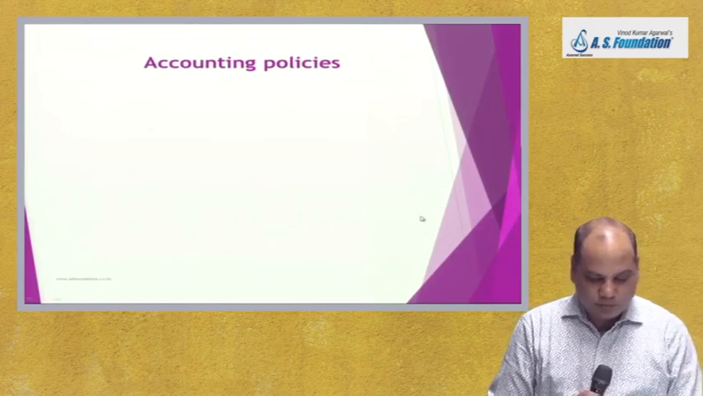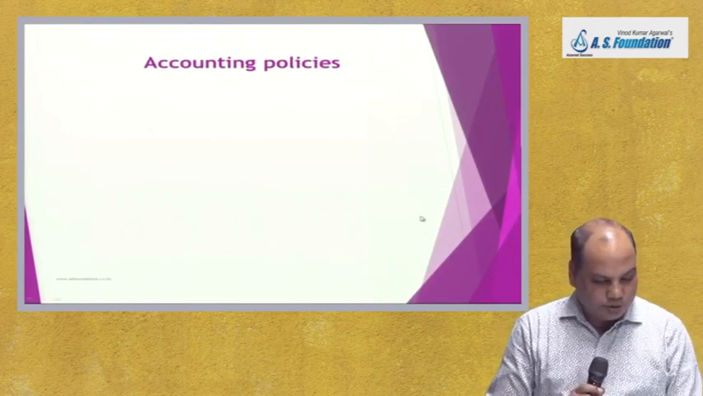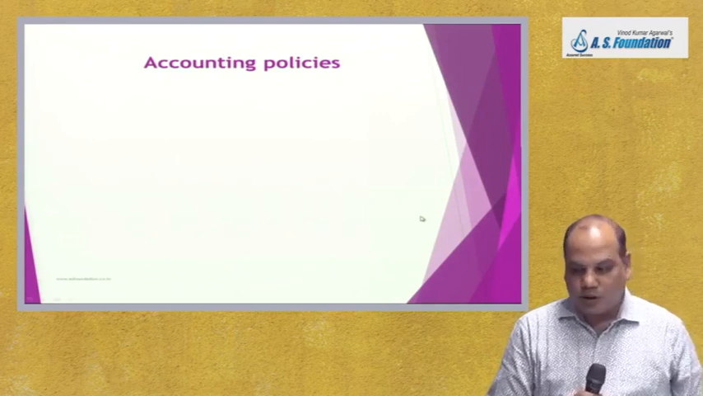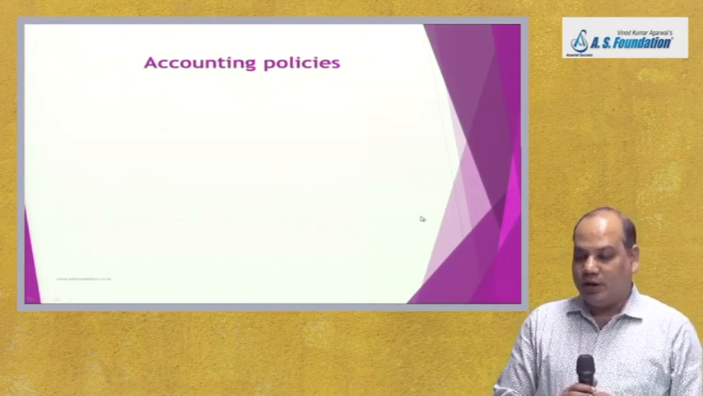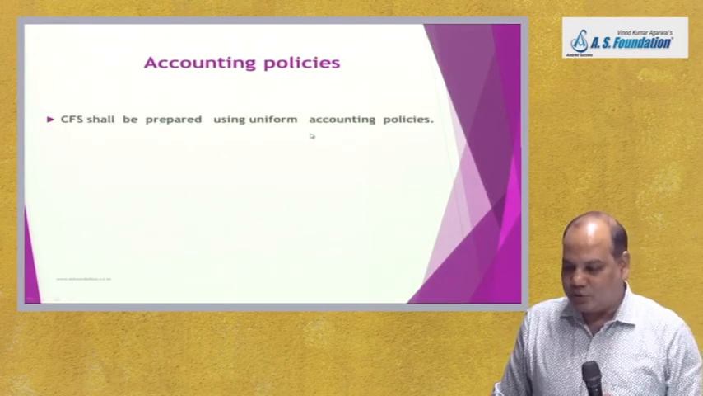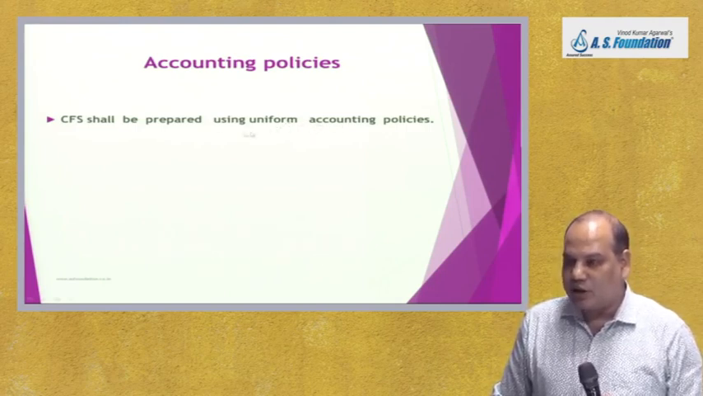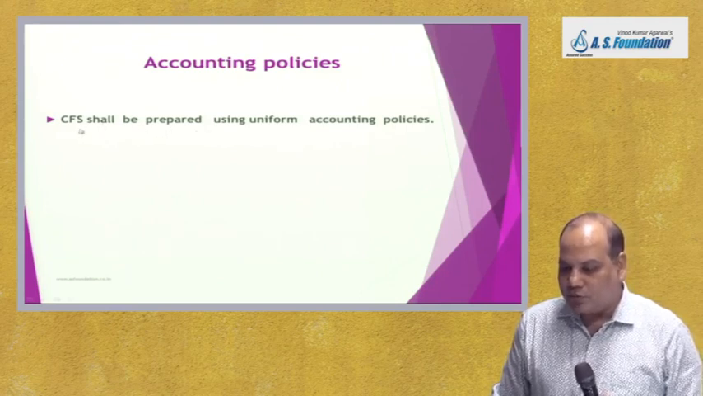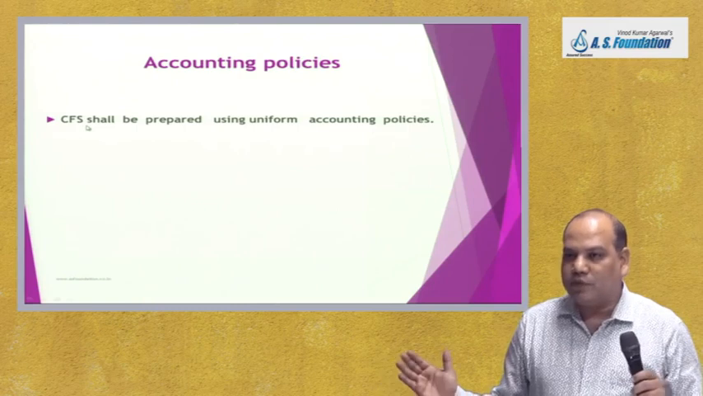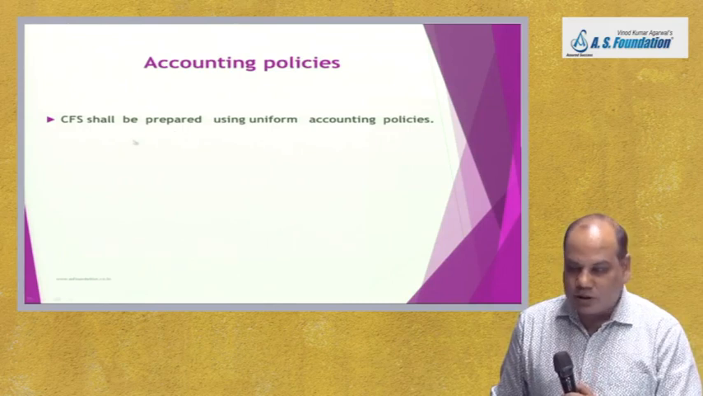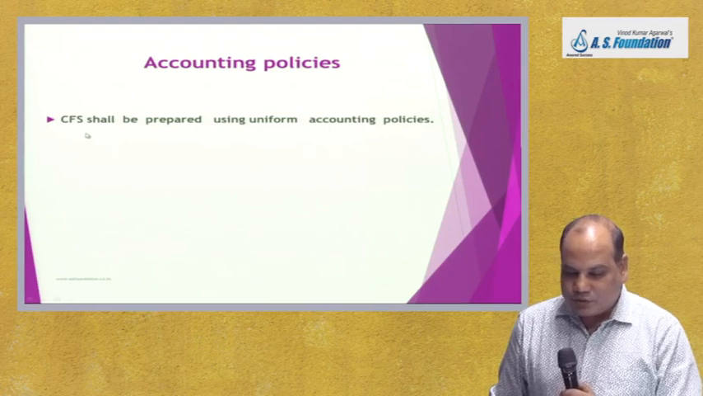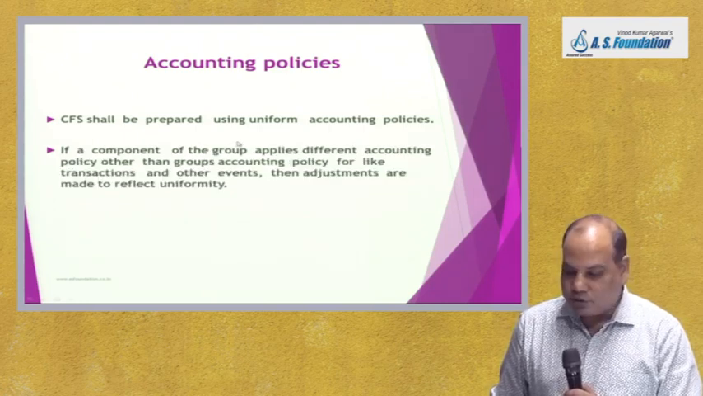Next paragraph is accounting policies. What should be the accounting policy of the group? Same or different? So ideally, the subsidiary should follow the same accounting policy for same or similar transactions as it is followed by the parent company, so that all figures are based on uniform accounting policies. Numbers are easy to compare, add, analyze. CFS shall be prepared using uniform policies.